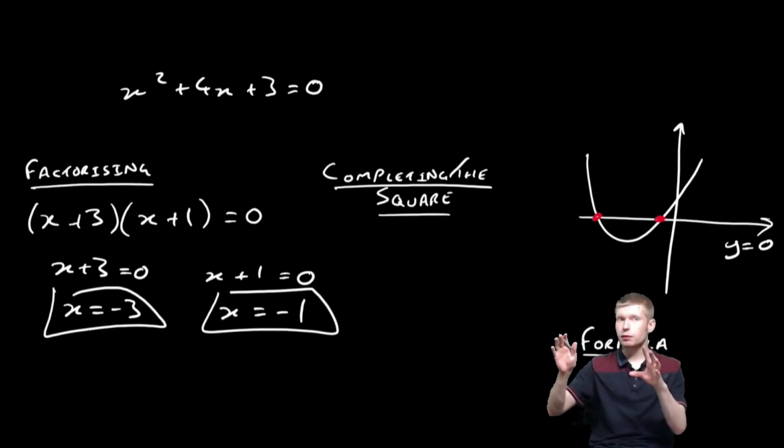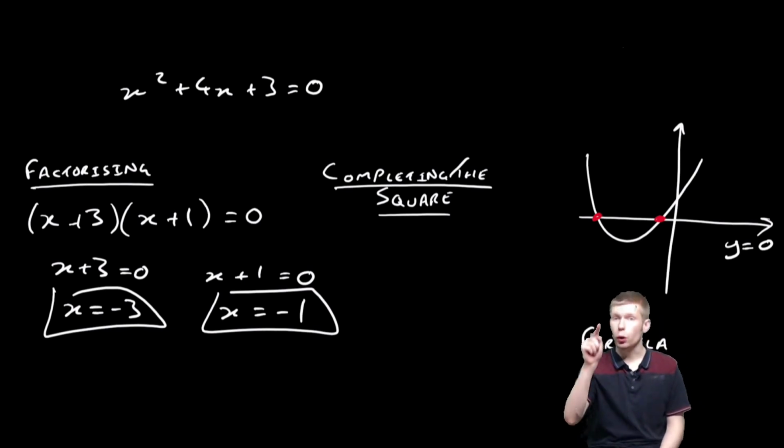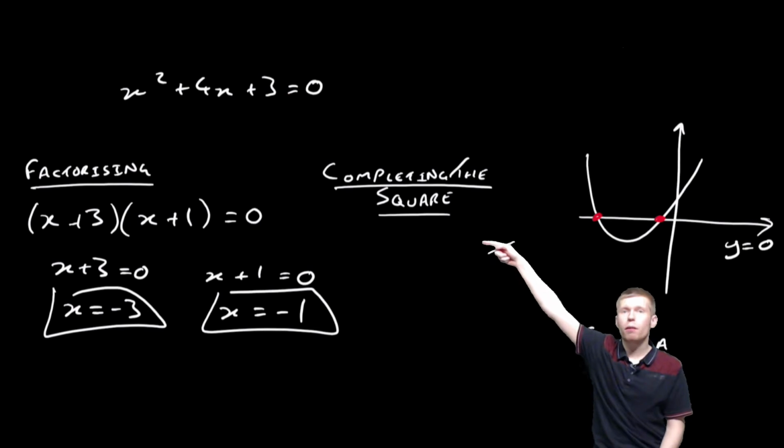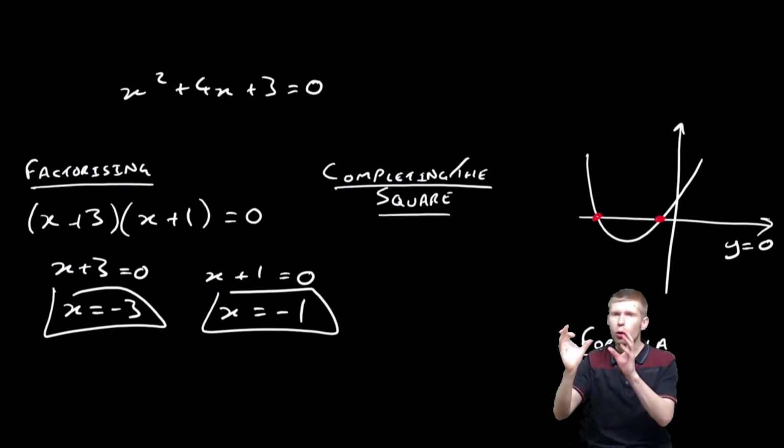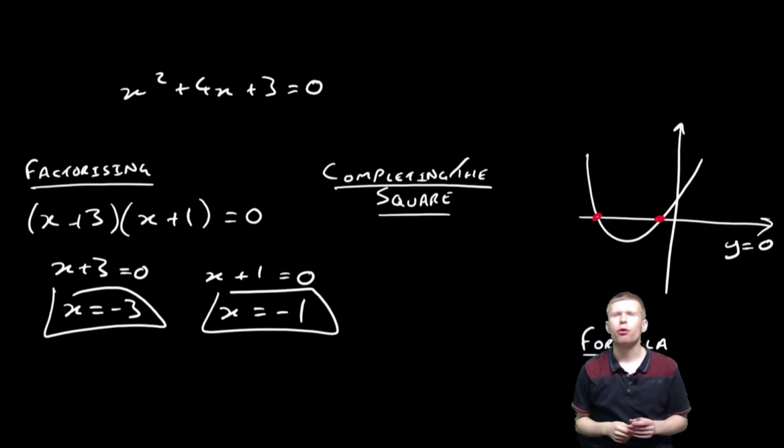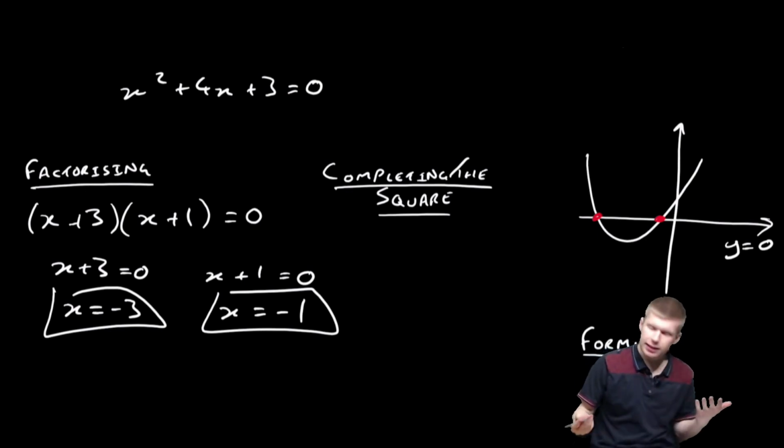So it's really important there to make the distinction. What I found there are my roots: where do they actually cross my x-axis? But what I found up there were my factors, what multiply together to make my x squared plus 4x plus 3. Next method, completing the square.